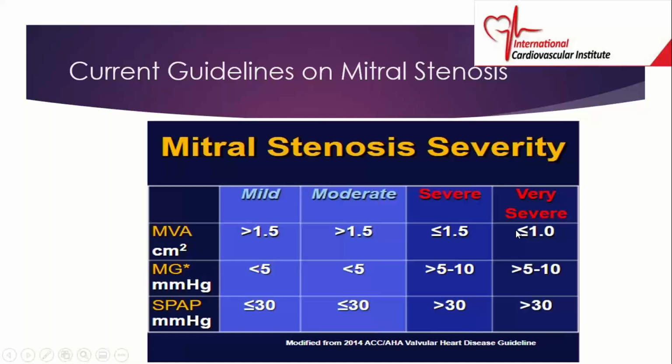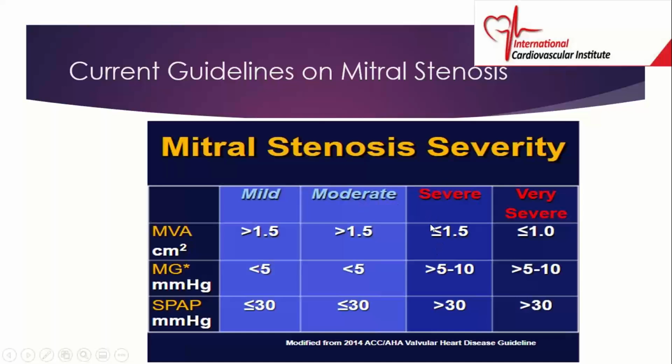So what we used to call severe is now reclassified as very severe. A mitral valve area of 1 or less, so less than 1 centimeter squared, is very severe. Mean gradient greater than 5 to 10 is very severe. And the pulmonary artery systolic pressure greater than 30 is also reclassified as very severe.